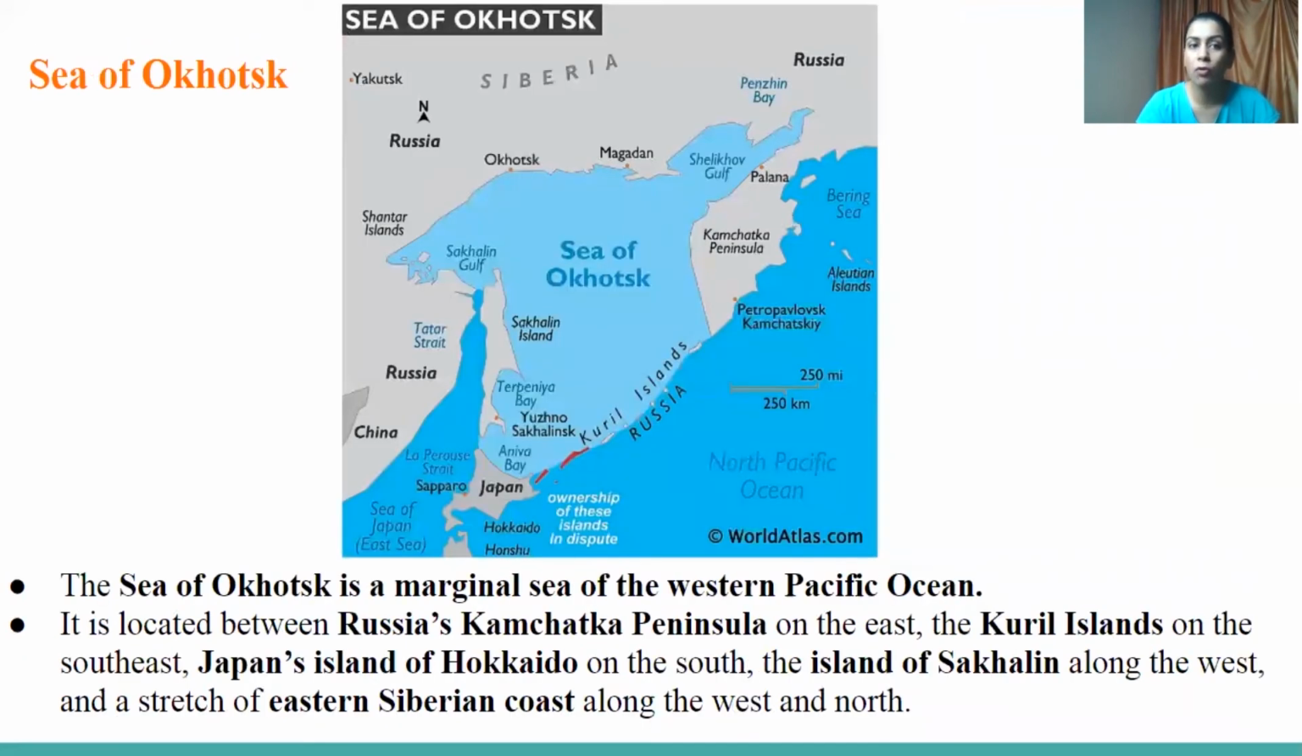The next is Sea of Okhotsk. The Sea of Okhotsk is a marginal sea of the Western Pacific Ocean. It is located between Russia's Kamchatka Peninsula on the east, the Kuril Island on the southeast, Japan's island of Hokkaido on the south, the island of Sakhalin along the west, and the stretch of eastern Siberian coast along the west and the north.